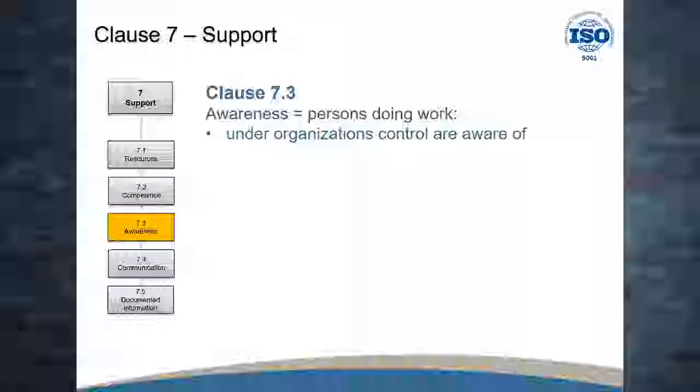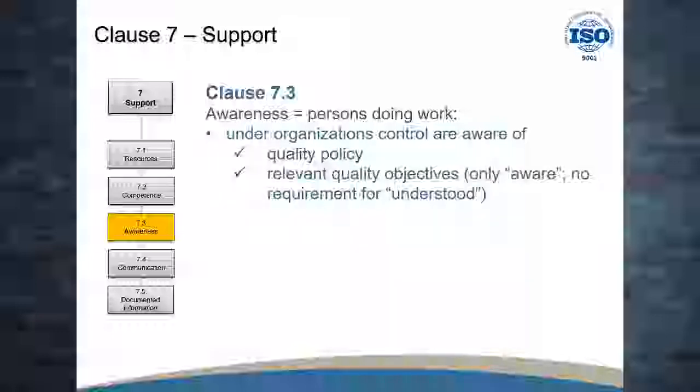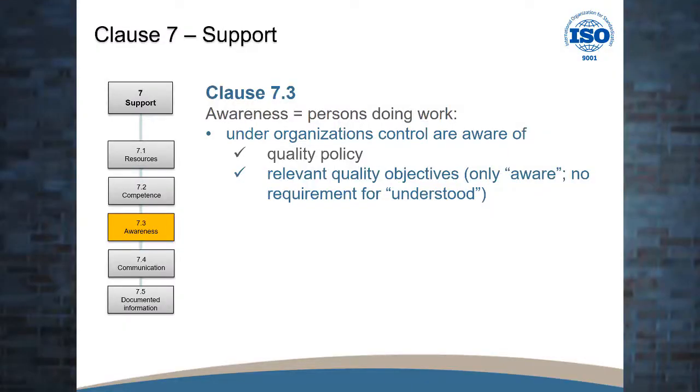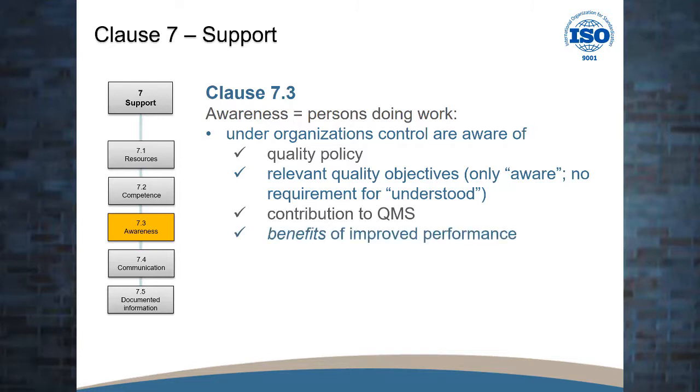7.3, this is awareness. So persons doing work, again, under the organization's control, are aware of the quality policy, relevant quality objectives. And again, it's like they took the word understood and said no to it twice. And I don't like this, but you have to just be aware of relevant objectives, only aware, no requirement for understood. You have to be aware of your contribution to the QMS. You have to be aware of benefits of improved performance.